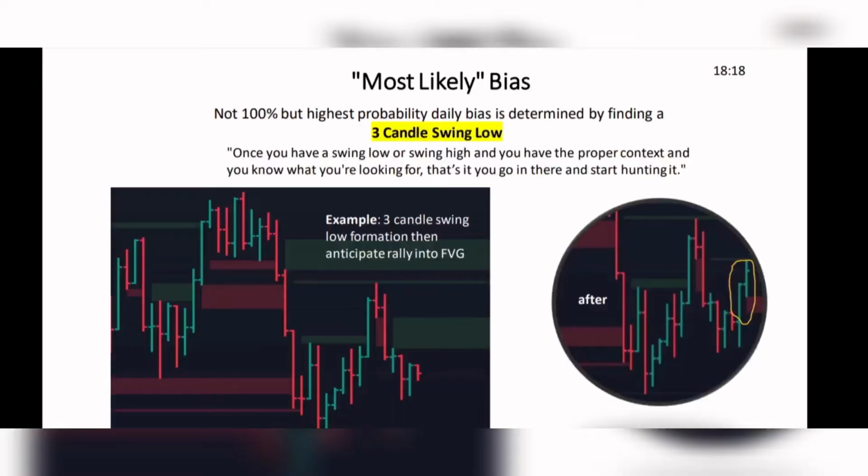The ending of my part 1 was covering the most likely bias. So it's not 100% of the time, but the highest probability of us building the narrative is to look for a 3-candle swing low. Once you have a swing low or a swing high in the proper context and you know what you're looking for, that's when we go and we hunt these setups. You only need 3 candles. So this slide here says, what is a 3-candle swing?